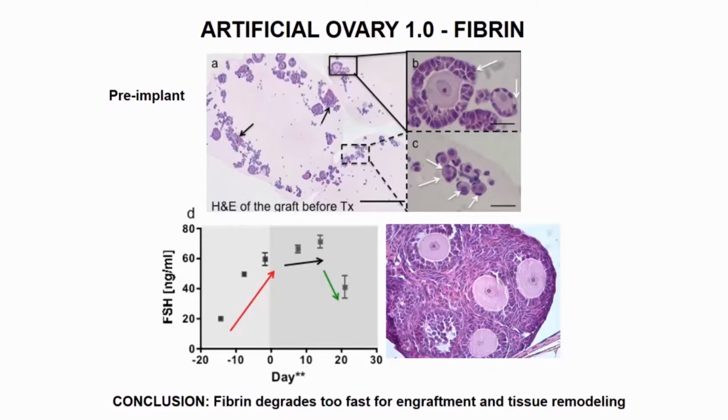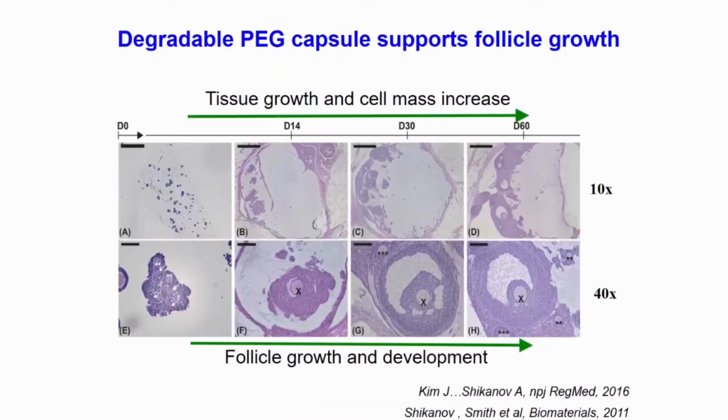So we hypothesized that probably fibrin degrades too fast. And if you think about it, a clot disappears from the blood pretty fast. Which means that fibrin doesn't really mirror the development of follicles, and we needed something else. So obviously, if I need something where I can control the degradation, I would use polyethylene glycol gels, where I can control the degradation kinetics.